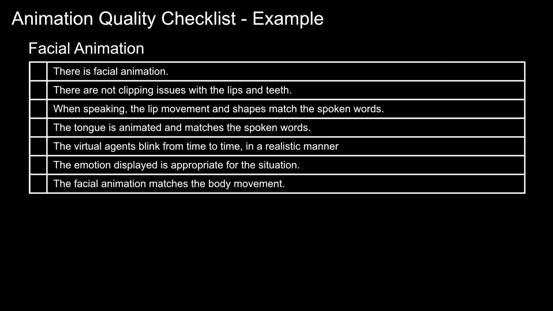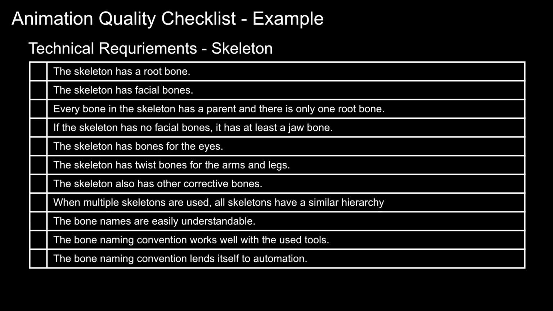For example, making sure that there is no clipping or only very little when body parts touch. It also includes some guidelines for the character model and skeleton itself that should be fulfilled to make the animation process as smooth as possible.